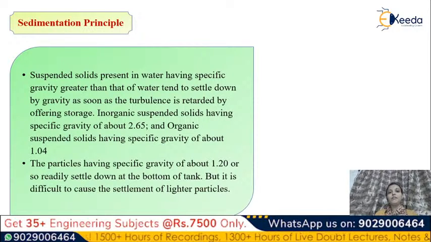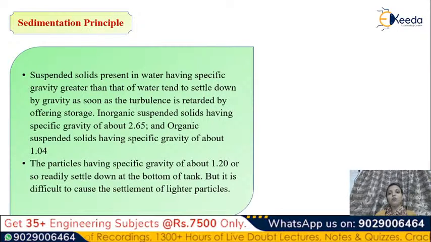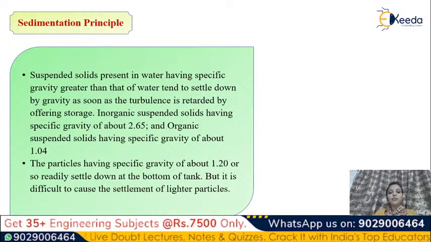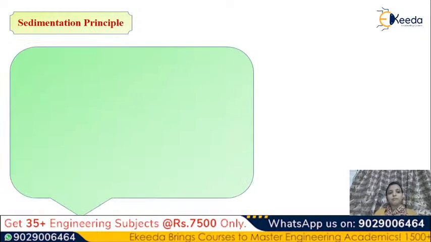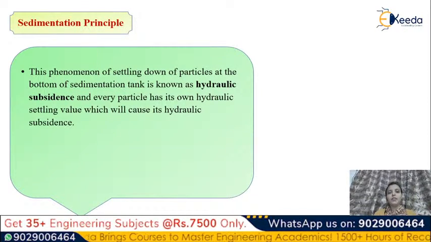The particles whose specific gravity is greater than 1, or greater than water, all settle down in sedimentation. The particles having a specific gravity of about 1.20 or so readily settle at the bottom of the tank, but it is difficult to cause the settlement of lighter particles. Lighter particles means particles whose specific gravity is less than 1. Those particles cannot be settled in the primary sedimentation tank. The reason is that, because their specific gravity is less, those particles are either in a dissolved state or floating on the surface of the water.